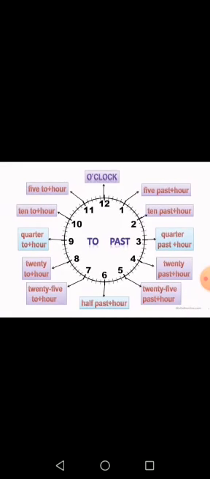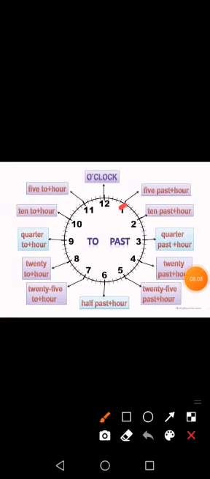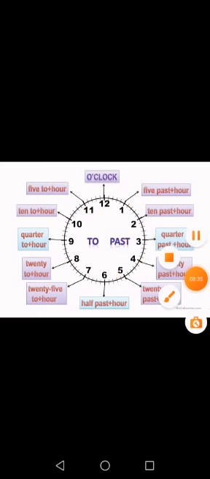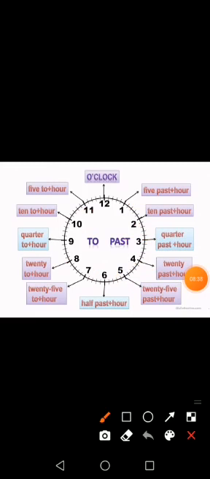We use here 5 past, 5 to, right? 5 past, 5 to. 10 past, 10 to. Quarter past, quarter to. 20 past, 20 to. 25 past, 25 to. Can you notice that? Again, look here. It is 5 past, 5 to. Can you notice? The same word.